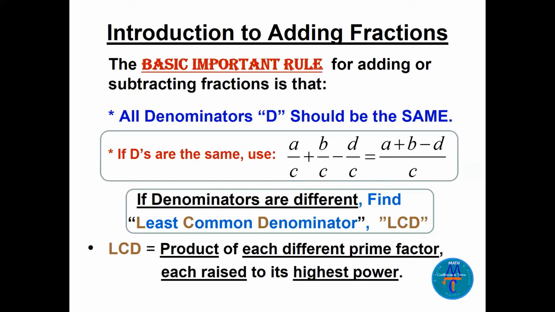Please listen carefully. How do we find the same denominator? If the denominators are different, find the least common denominator, which we call LCD. This abbreviation is very important. Everybody knows in math, we can say LCD. LCD means, write it down please if you don't know it, the least common denominator. So LCD. What is LCD?